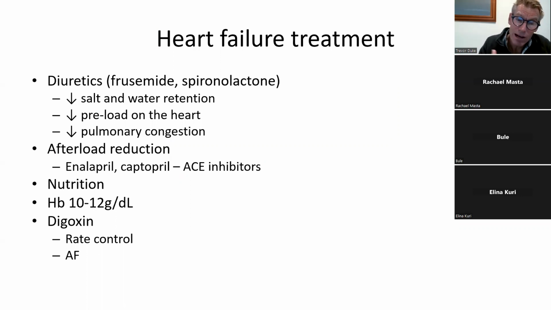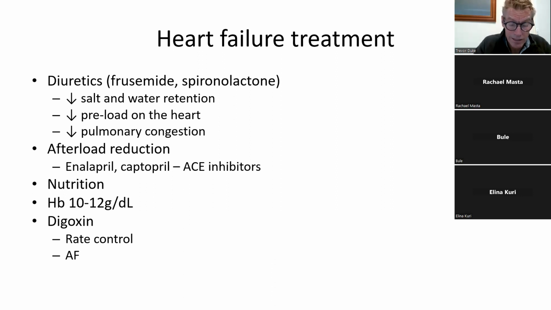And then there's afterload reduction, so reducing the mechanism that I talked about before, that systemic vasoconstriction that leads the heart to have to do more work. If you reduce afterload, then the heart doesn't have to do as much work to produce the same amount of stroke volume and cardiac output. So enalapril or captopril.